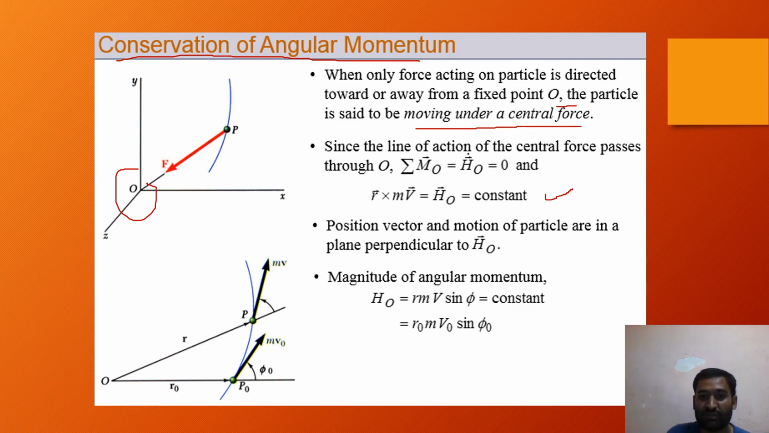The position vector and motion of the particle are in a plane perpendicular to H_O. The magnitude of angular momentum H_O is equal to r mv sin theta, which is equal to a constant. The simplified equation is here, and you can see it from the figure as well.